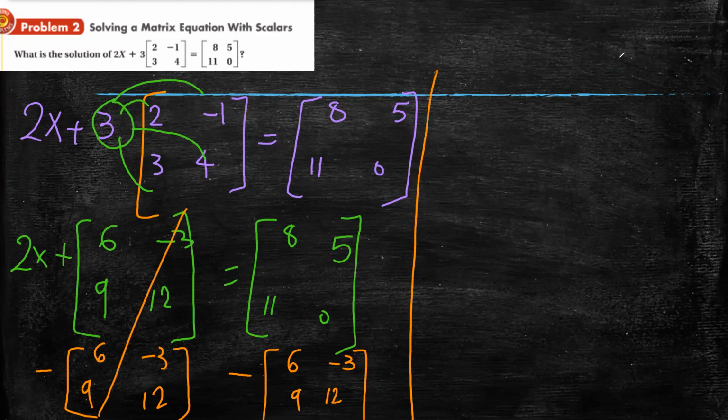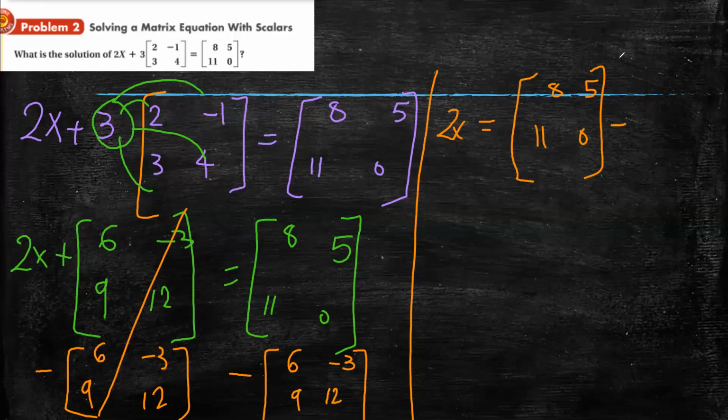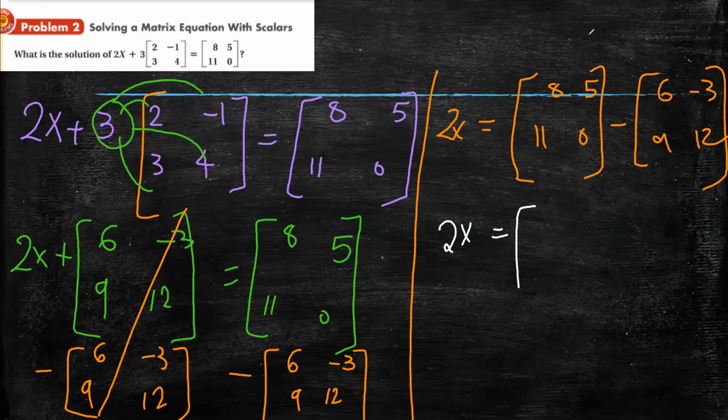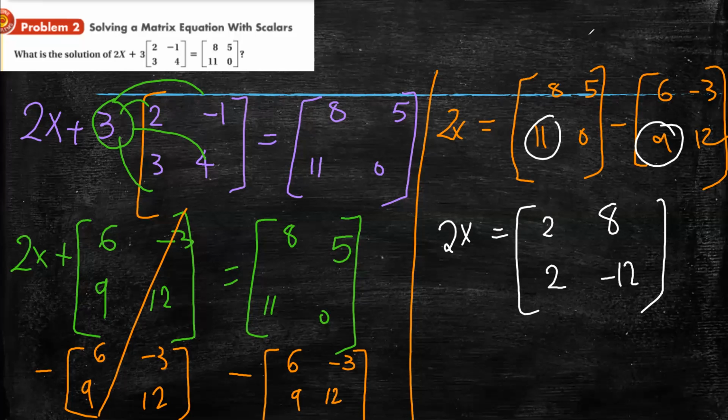So 2x is the matrix 8, 5, 11, 0 minus 6, -3, 9, 12. Let's do the subtraction. 8 minus 6 is 2, 5 minus -3 is 8, 11 minus 9 is 2, and 0 minus 12 is -12.